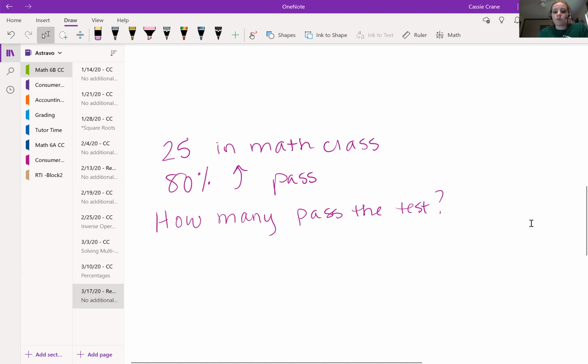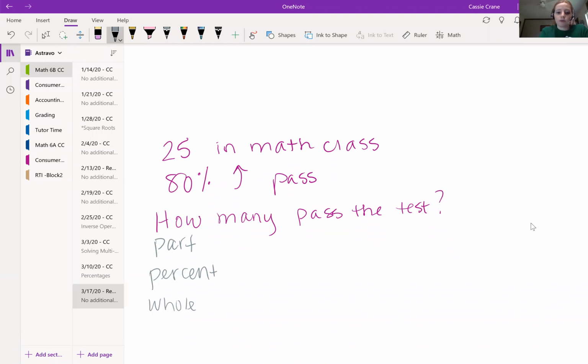So we want to start again by identifying the part, percent, and the whole. The first thing it says is we have 25 students in our math class. So we're talking about all the students in the math class. So this would be our whole, 25 students. 80% pass the test, so that's my percent. As a decimal though, again, I want to write that as 0.8. How many pass the test? So how many out of the 25 students? So that's my part, I don't know yet, X.